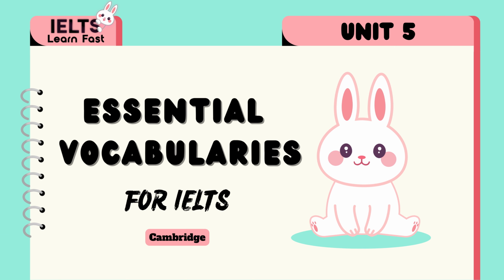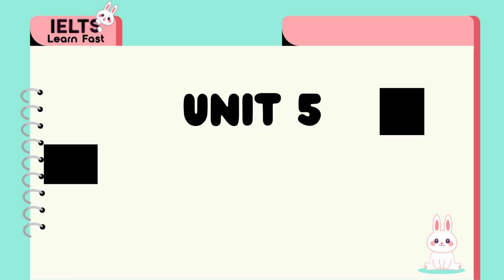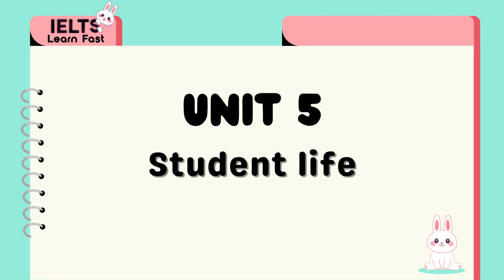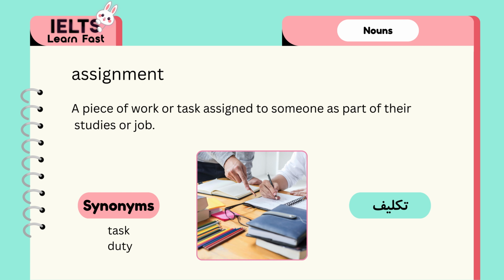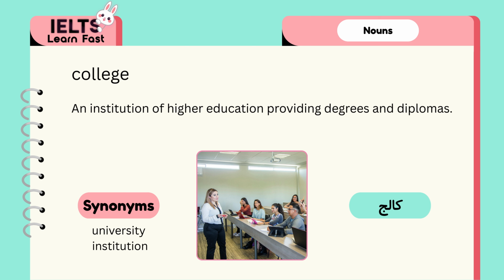Essential vocabularies for IELTS. Unit 5, Student Life. Nouns. Assignment: a piece of work or task assigned to someone as part of their studies or job. Synonyms: task, duty. College: an institution of higher education providing degrees and diplomas. Synonyms: university, institution.